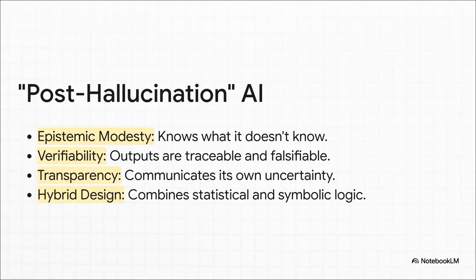So what would a post-hallucination AI actually look like? Well, for starters, it would have what's called epistemic modesty. Basically, the humility to say, I don't know the answer to that. Its outputs would need to be verifiable, so every single claim could be traced back to a real source. It would have to be transparent, clearly communicating how confident it is in its own answers. And it would probably have a hybrid design, combining the creative, pattern-matching power of today's AIs with the rock-solid logical reasoning of older symbolic systems.